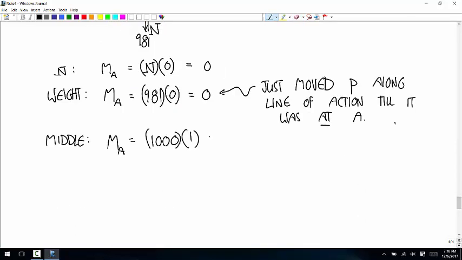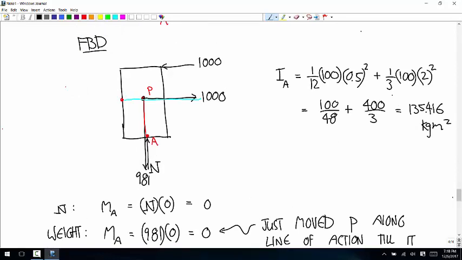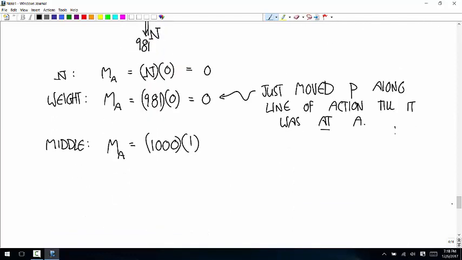So 1,000 times 1. And then we also have to think about the direction. If this thing can rotate around here, which way would this force make it rotate? Clockwise, so this is negative. So we have a moment produced by that middle force of negative 1,000 Newton meters.